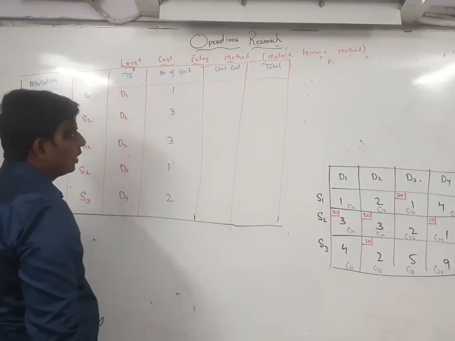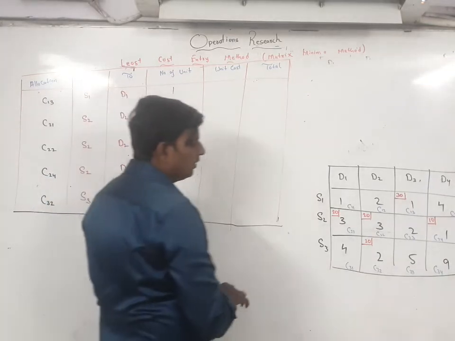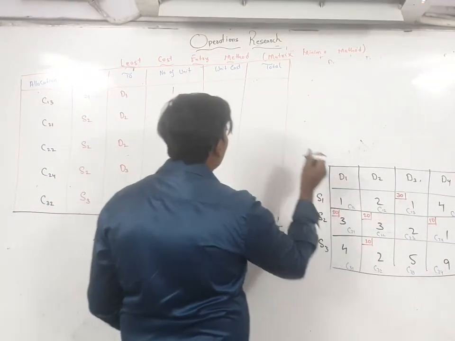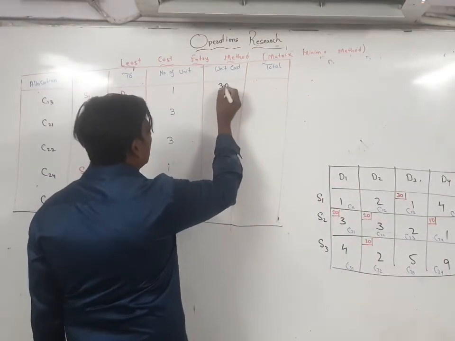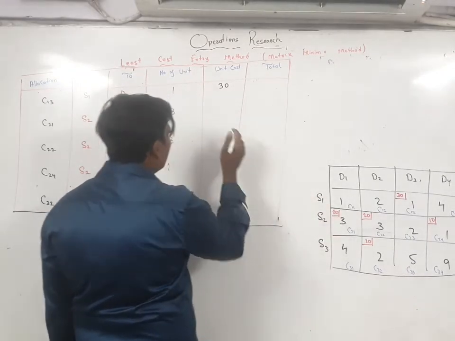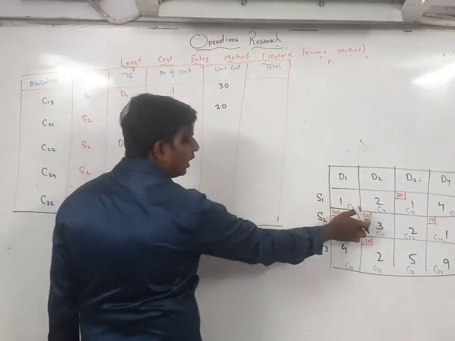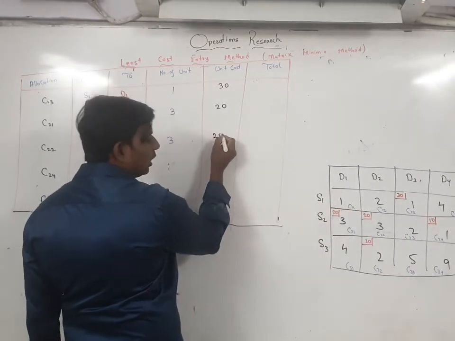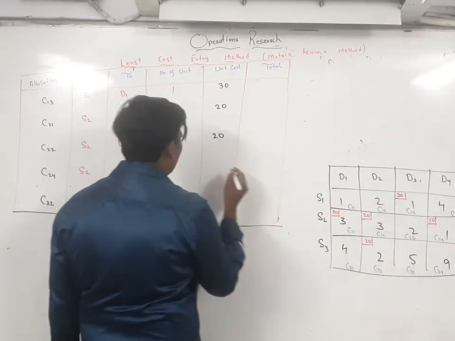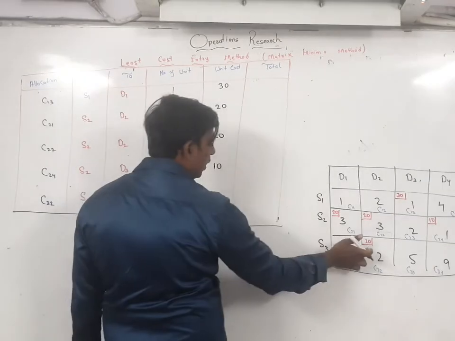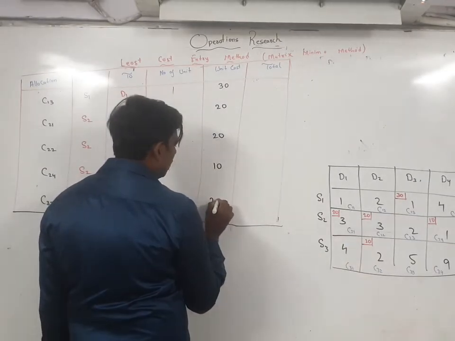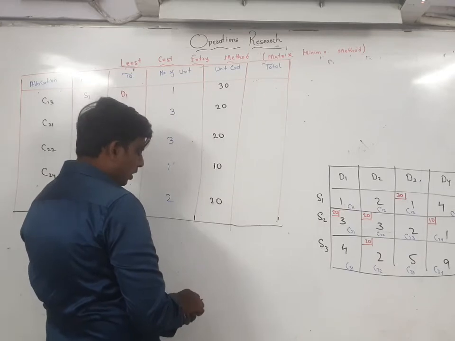Okay? After that, unit cost. Unit cost means the value inside the allocated cell. How much value is there? 30. Then allocated value, how much? 20. Then 20. Then 10. Then 20. Okay? Then you have to multiply this.